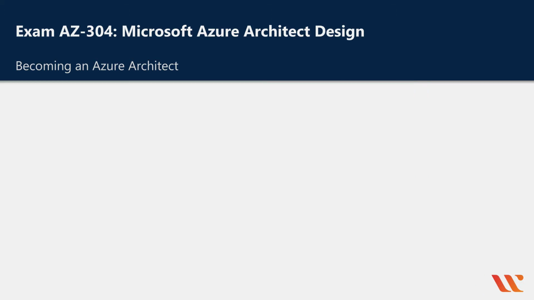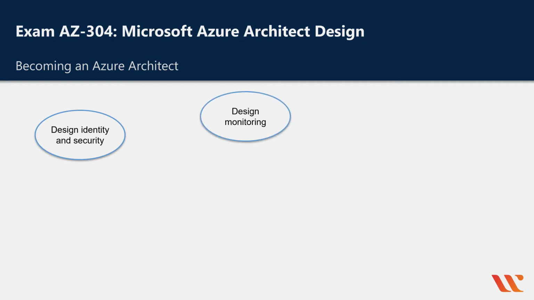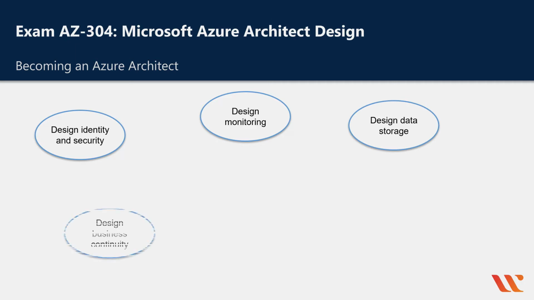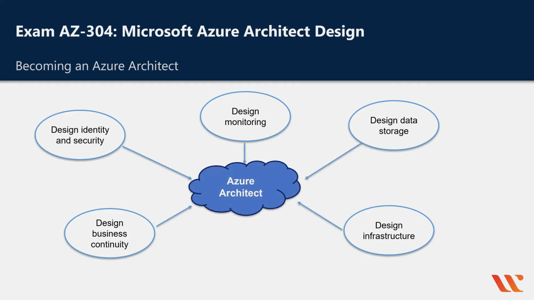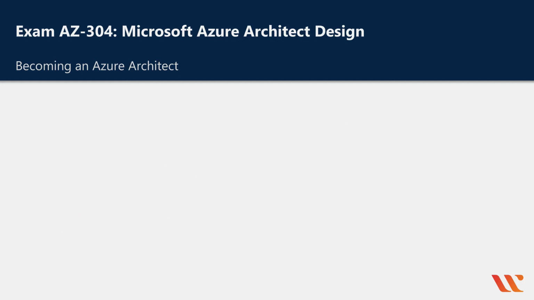In this course, we are going to go through all of the objectives that are going to be covered as part of the exam. So in the exam, you have objectives such as design, identity, and security. You have an objective for designing monitoring, for designing data storage, for designing business continuity, and you also have for designing your infrastructure. So all of this is part of the objectives for the Azure Architect, the AZ-304 exam.